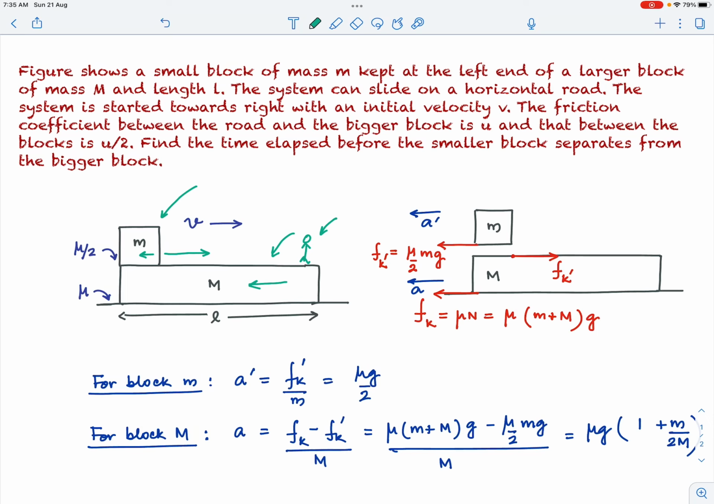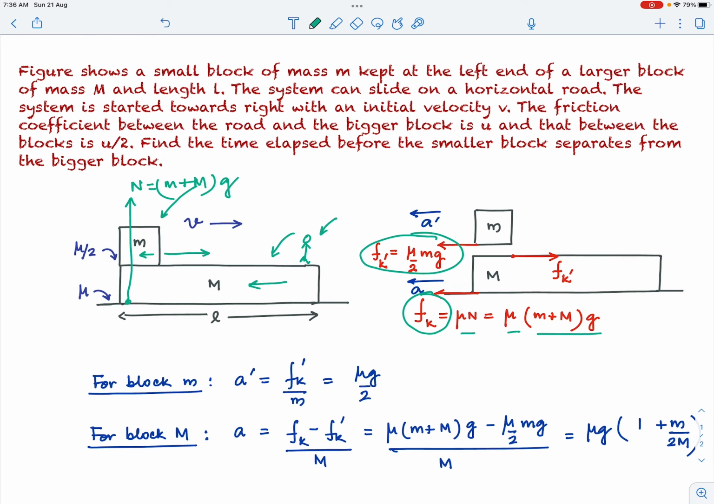So we first find the frictional force on both the blocks, which we have done on the figure on the right side. There is kinetic friction acting on small m, equal to mu N across small m, which here comes out to be mu by 2 into small m times g. Whereas the frictional force acting on capital M from the ground will be mu into N, which is mu into (m plus M) times g. Understand that the normal reaction that capital M experiences from the ground corresponds to both masses, small m plus capital M, times g. So this is the normal reaction that we are supposed to use.